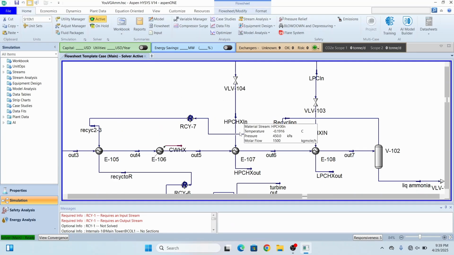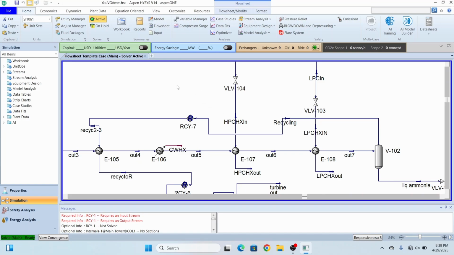Now after this, after each high pressure chiller out and low pressure chiller out, we will be using two separators, and we will separate out the liquid and the vapor streams.